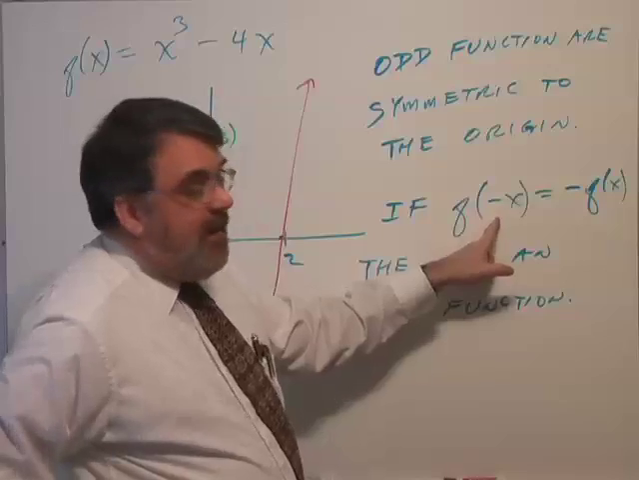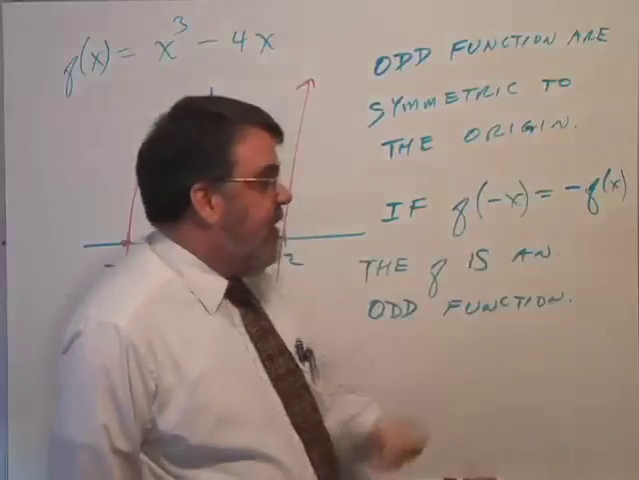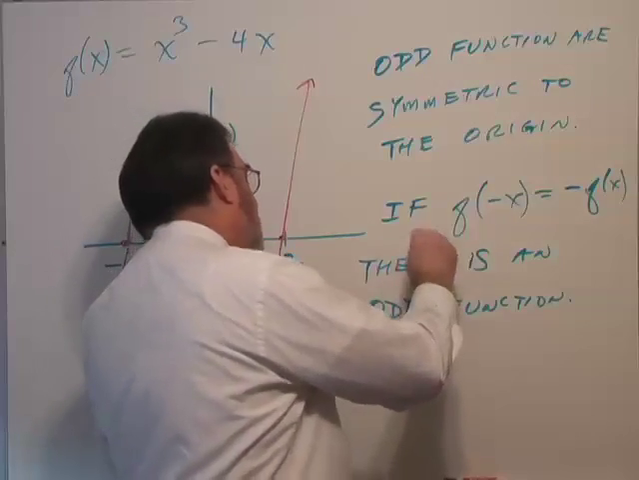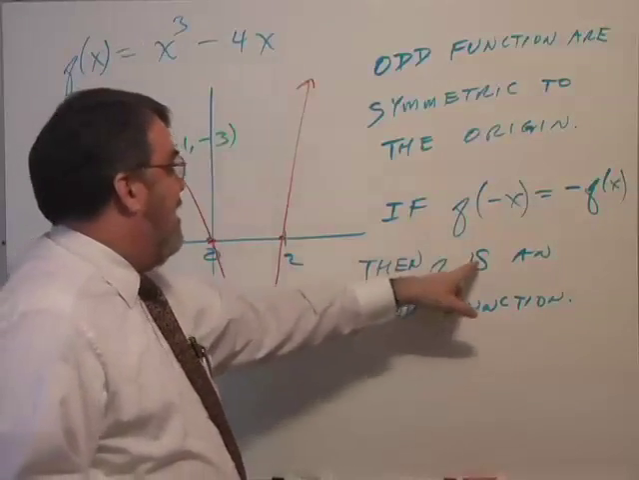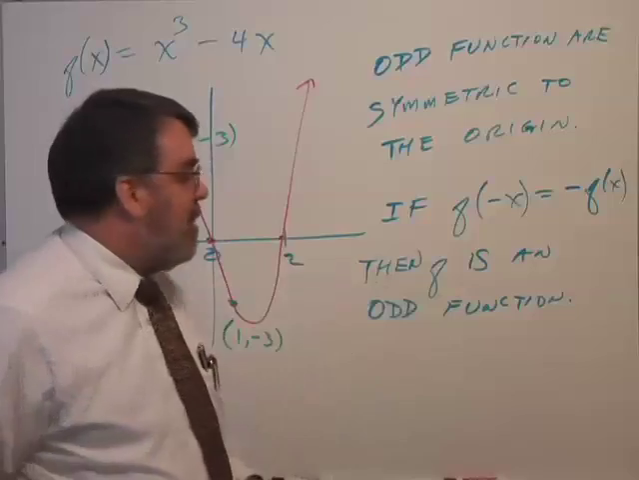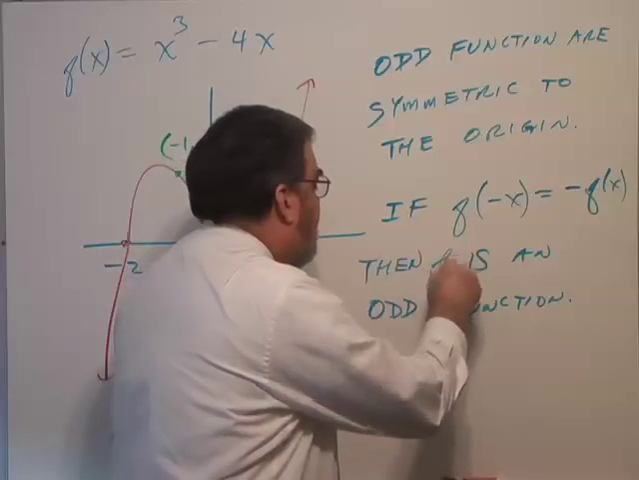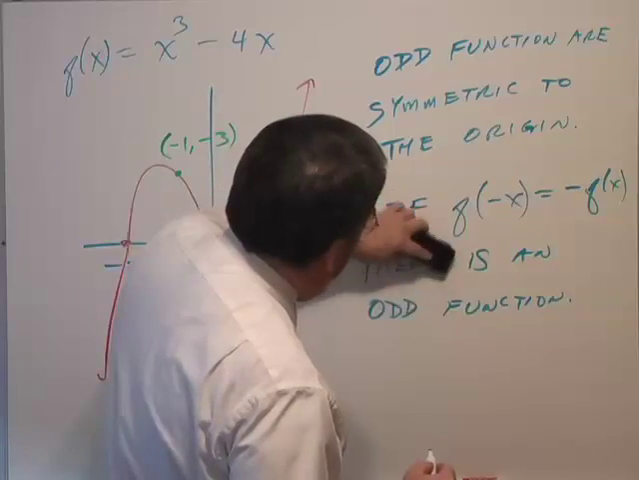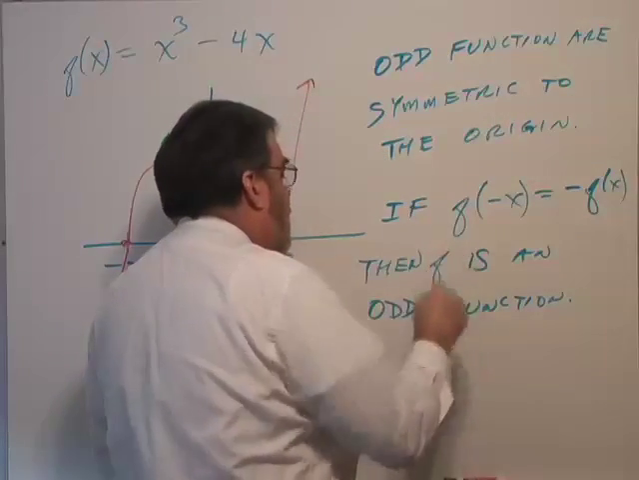If f of negative x is the negative of f of x, then f is an odd function. Alright, does that look like an F? You know, I really don't feel like redoing this video. F. Alright.